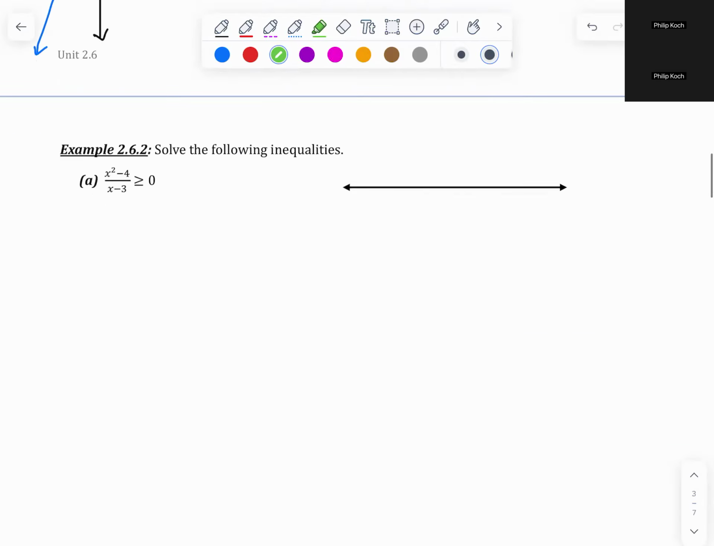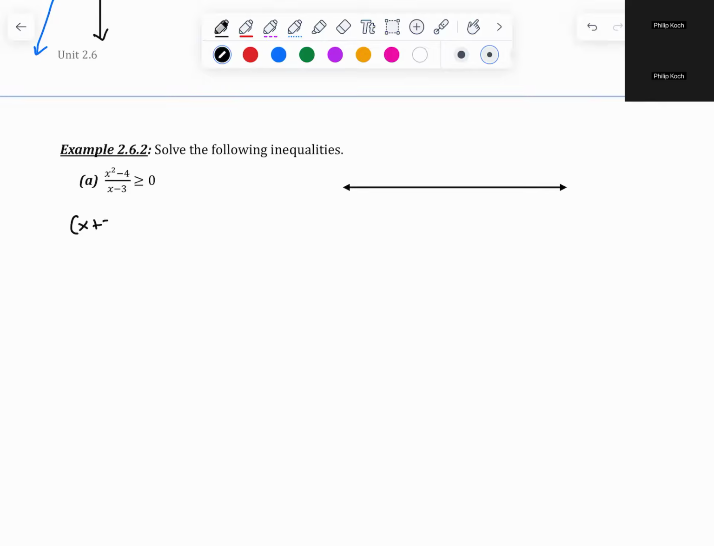Okay. So this one, I want to do together because this one is new. This one is a rational function that we're trying to solve the inequality for. So it's the same thing though. We're going to factor it as much as possible. Luckily, one side is already 0, so we don't need to bring anything over. We just need to factor it.